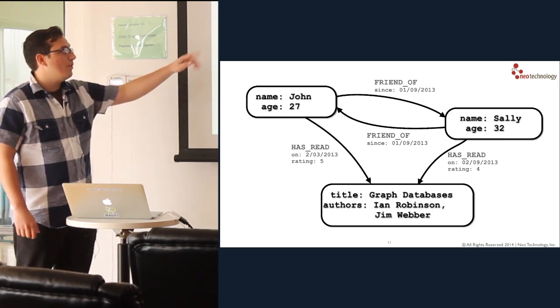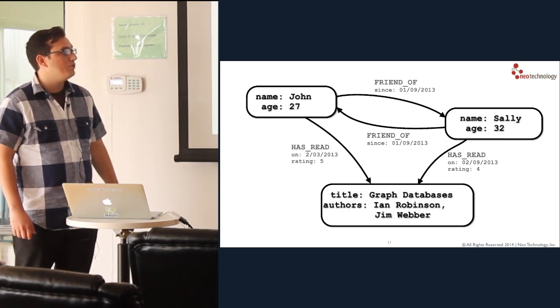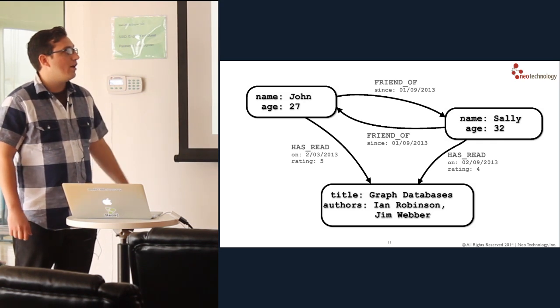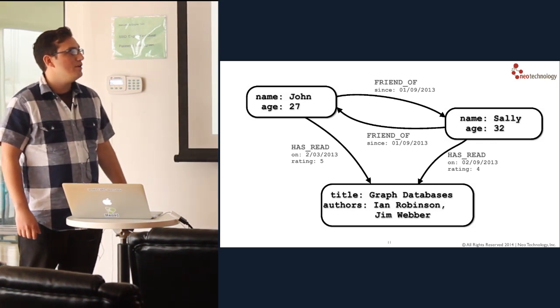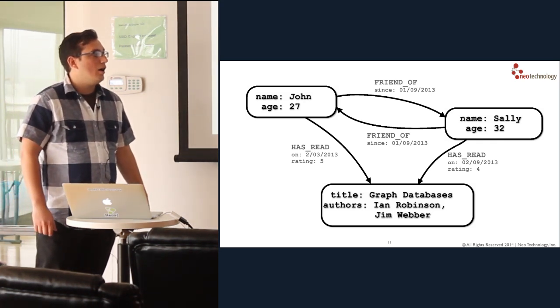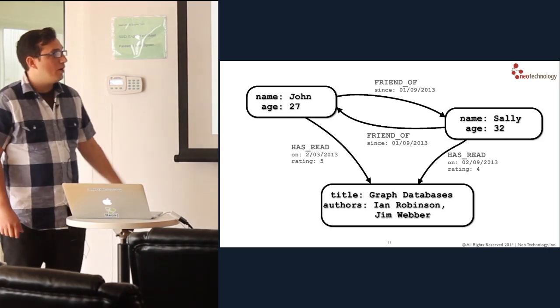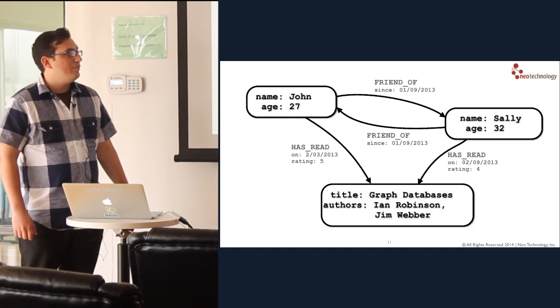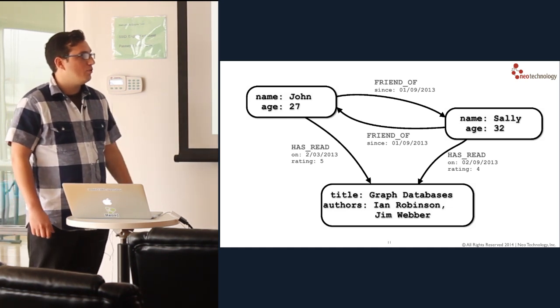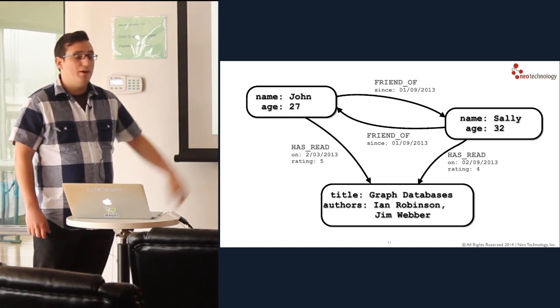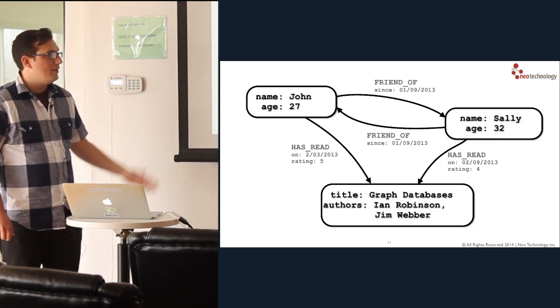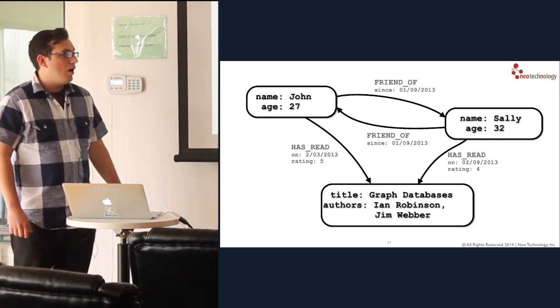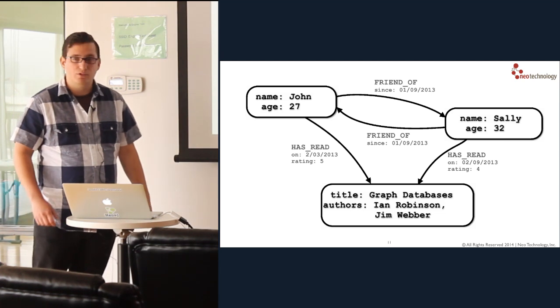And we see, too, some information on the has read relationship. We see that John read it on February 3rd, 2013. We see Sally read the book on February 9th, 2013. We also see the ratings that they gave it. John gave it a 5, and Sally wasn't so impressed, she gave it a 4. We see some more information about the book. This is the Graph Databases book, and we see the authors, Ian Robinson and Jim Webber.